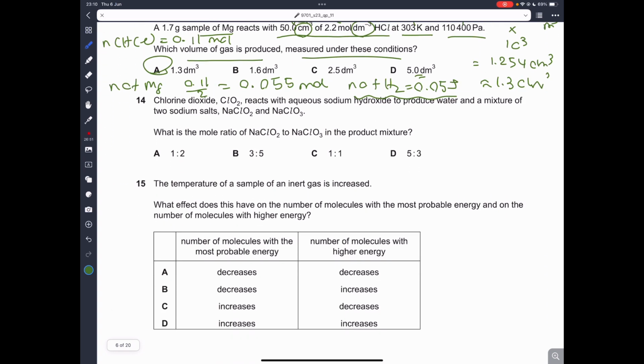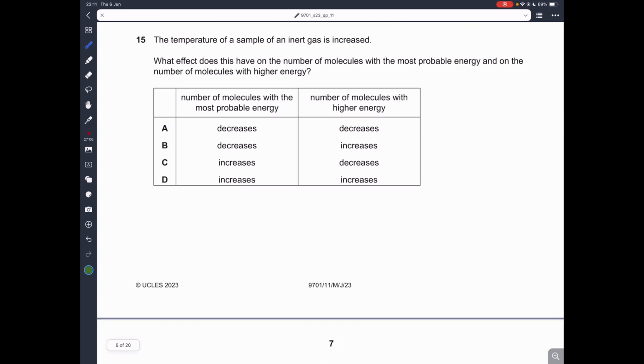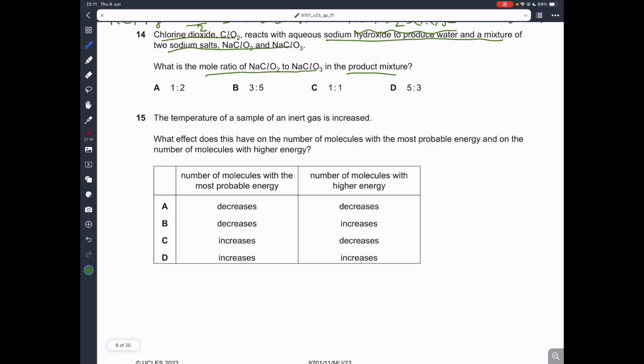Question number 14. Chlorine dioxide, ClO2, reacts with sodium hydroxide to produce water and a mixture of two salts, NaClO2 and NaClO3. What is the molar ratio of NaClO2 and NaClO3 in the product mixture? Okay, for this we have to write down this equation.